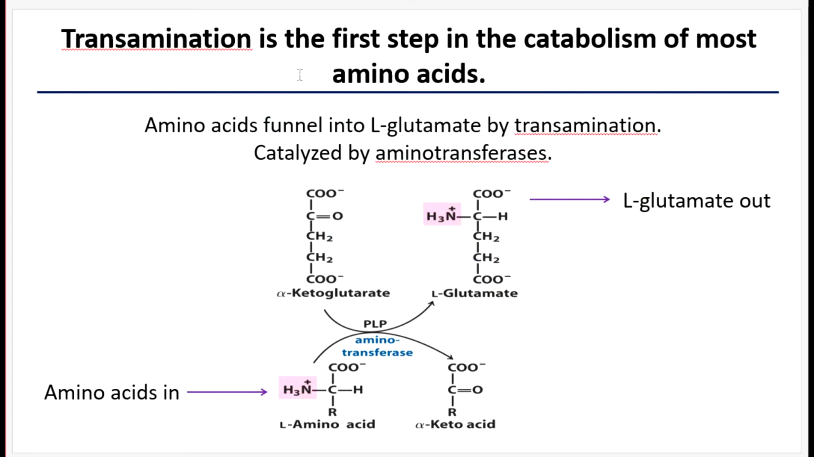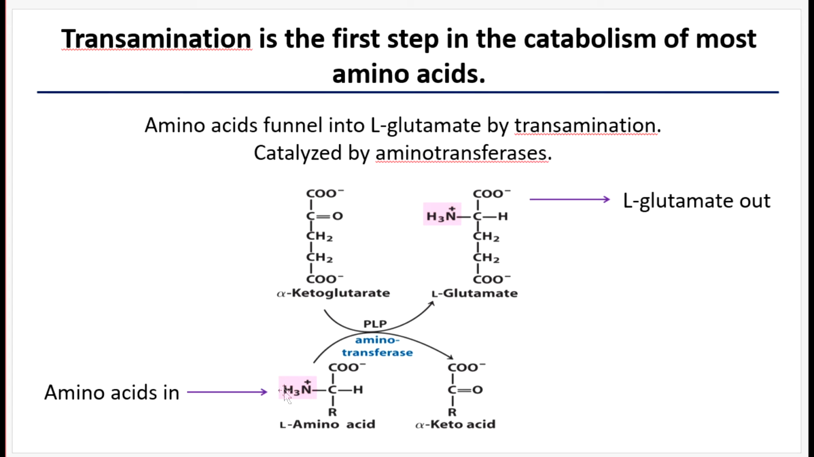And so the very first stage of amino acid catabolism happens in the liver. Okay. So the first step in the catabolism of most amino acids is a process called transamination. So amino acids are funneled into or are repackaged as L-glutamate during the process of transamination. Okay, so here we have an amino acid, an L-amino acid. So this is any amino acid. So amino acids come in this direction.